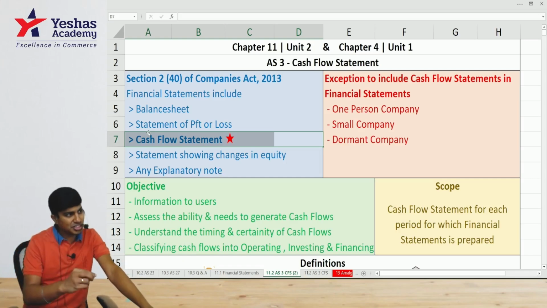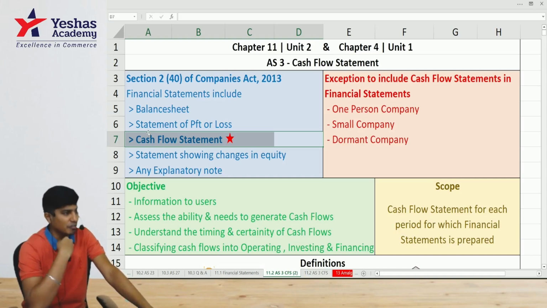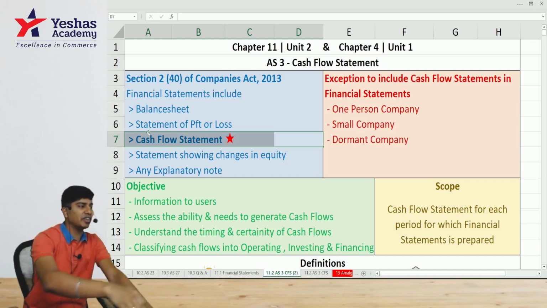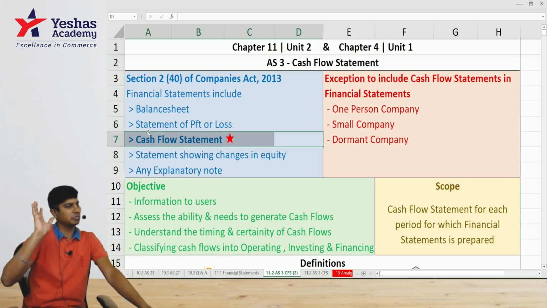So certain decisions are actually taken based on cash. How much cash do you have? Where did you get the cash from? What is the source of cash? What is the application of cash? Where is your cash coming from? Where is your cash going? Follow the cash, and you will follow the business.